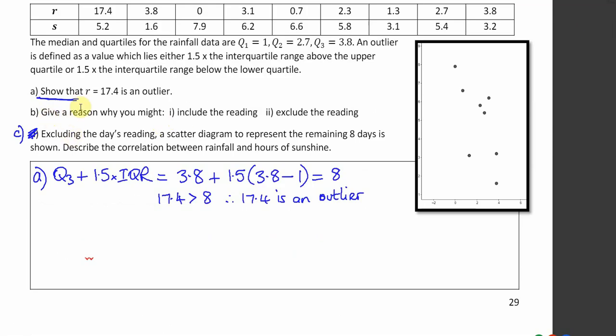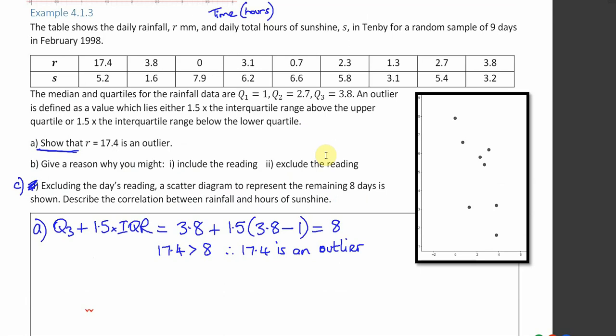Now to part B. Give a reason why you might 1. Include the reading, this 17.4, and 2. Give a reason why you might exclude the reading. So if this was your experiment and you've got this unusually large number, then what are we going to do with it? Well, there are reasons for including it, keeping it in the data, and there are also reasons for excluding it from the data. You need to be aware of both of those arguments, both of those reasons. So pause the video and have a think. Why might we argue that you should include it, and why might we argue that you should exclude it?